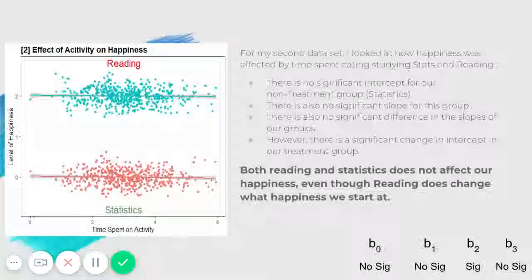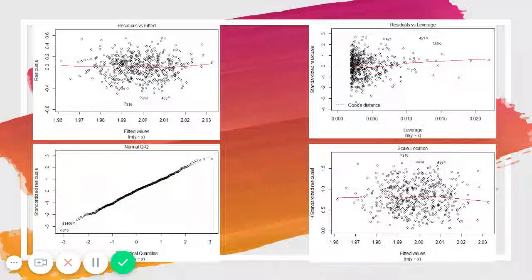Effectively, statistics and reading both do not increase your happiness over time, but reading does start at a higher happiness level to begin with compared to doing statistics. Obviously, no one's happy doing statistics. The diagnostics for these are just about what we would expect to see as well. No clear leverage, same thing. Residuals around 0 for the mean residuals. Everything seems to make sense.